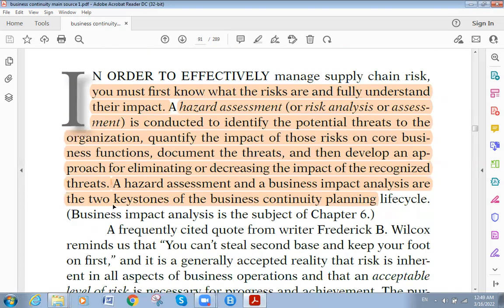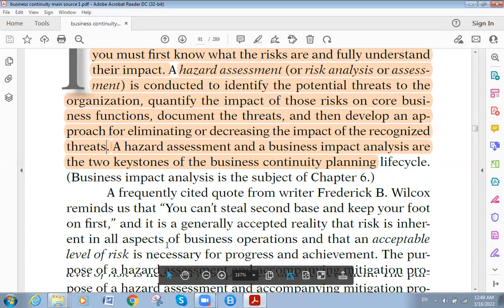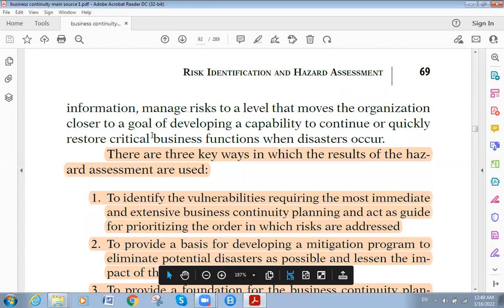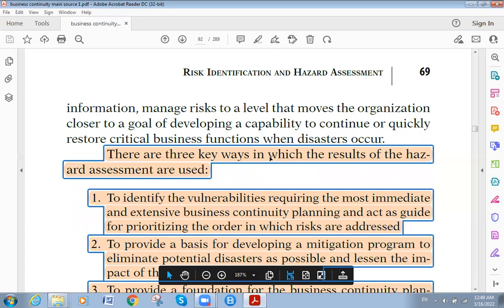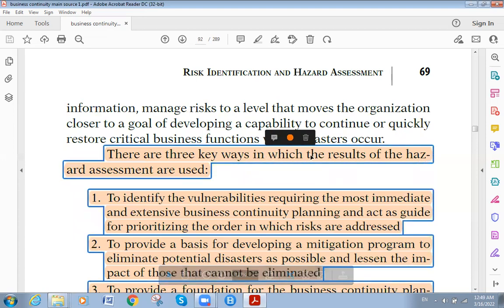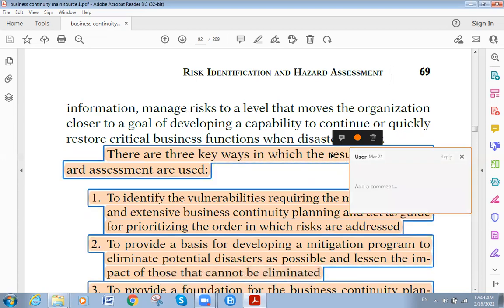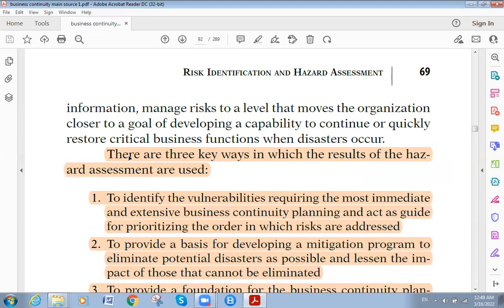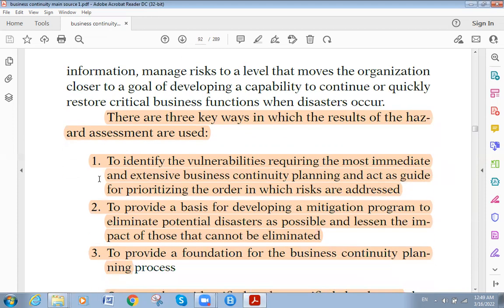So all I will do is reduce the threats which come to me from the external environment. That's why I'm doing the risk analysis. Also, there are three key ways in which the results of the hazard assessment are used.